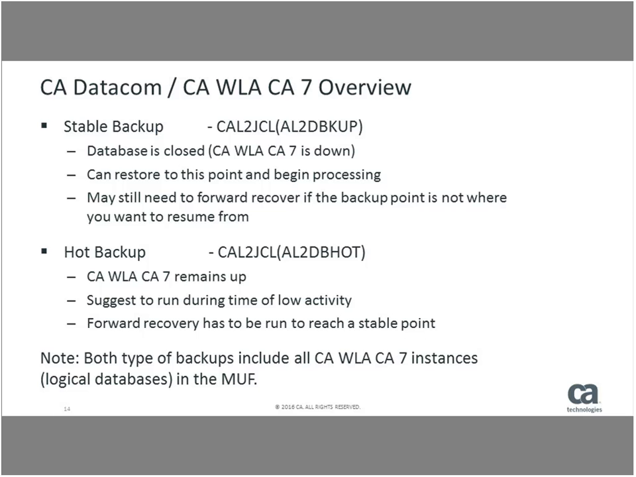The hot backup, you can run this while CA7 is running, and we suggest that you do this during your low activity, low processing, and this is in conjunction with having to do forward recovery. So basically what that means is on a hot backup, you would use the hot backup, take any of the spilled files that created GDG, and you would do a forward recovery with that, okay?